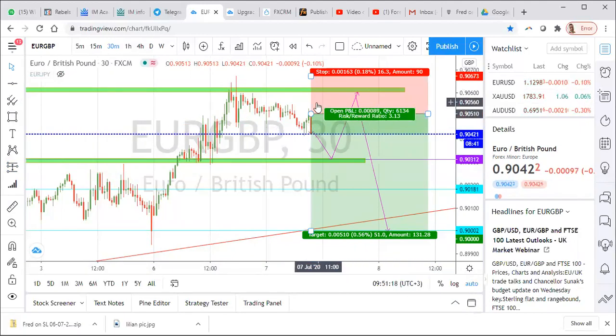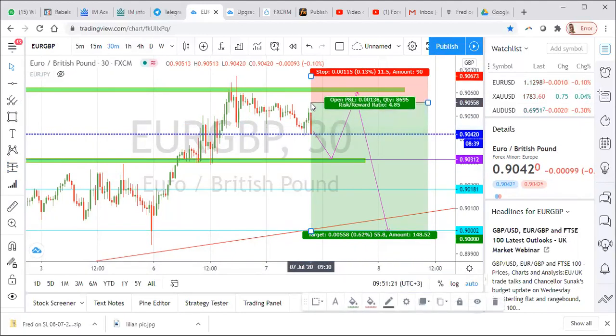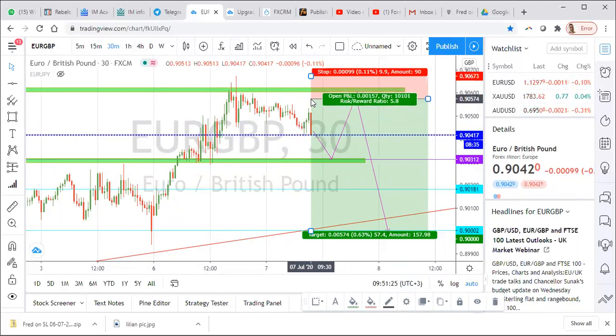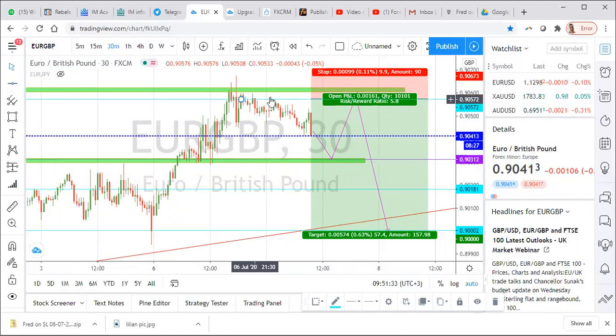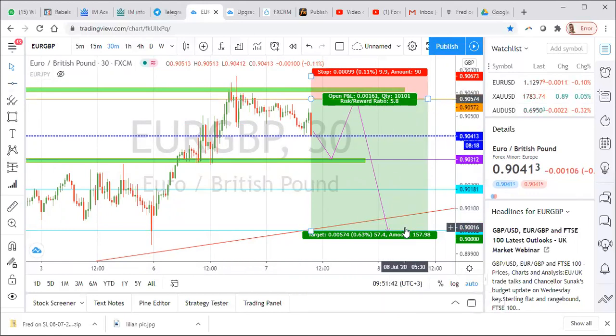Yeah, maybe make it a bit tighter, maybe put it around there. So my entry would be around here, at 0.90572 for a sell, clean sell, tight stop loss.